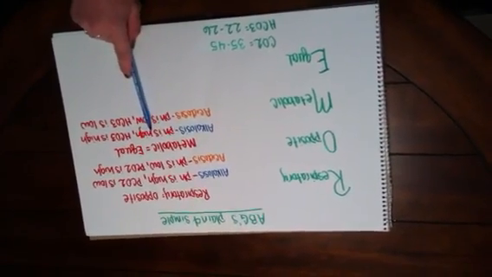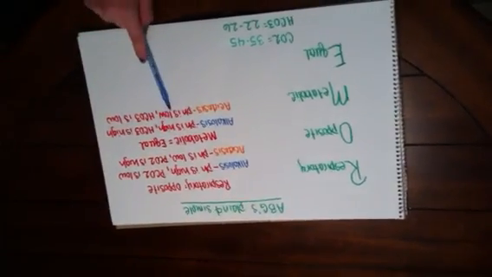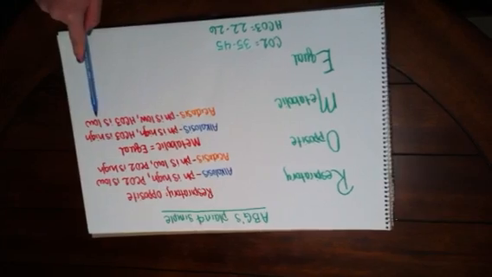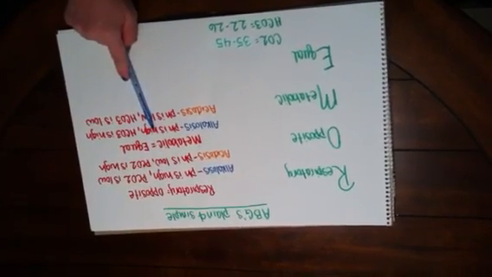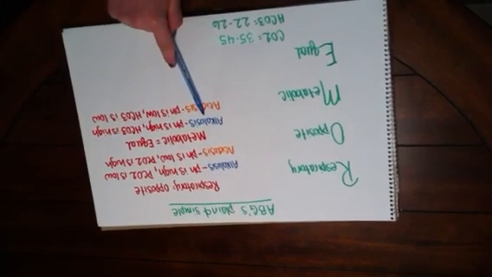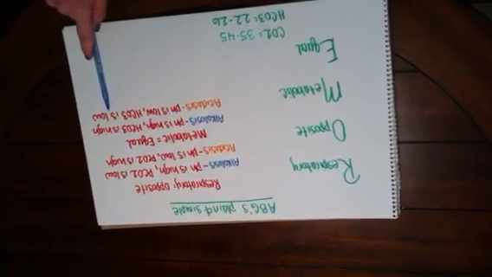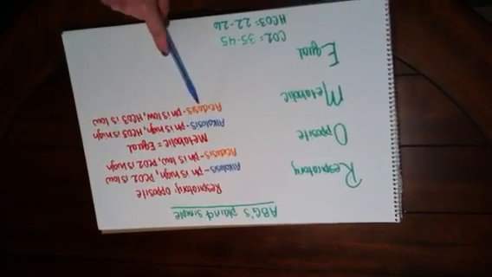Metabolic, your pH would be high and your bicarb would be high, or your pH would be low and your bicarb would be low. So if your pH is high and your bicarb is high, you have metabolic alkalosis. If your pH is low and your bicarb is low, you have metabolic acidosis.